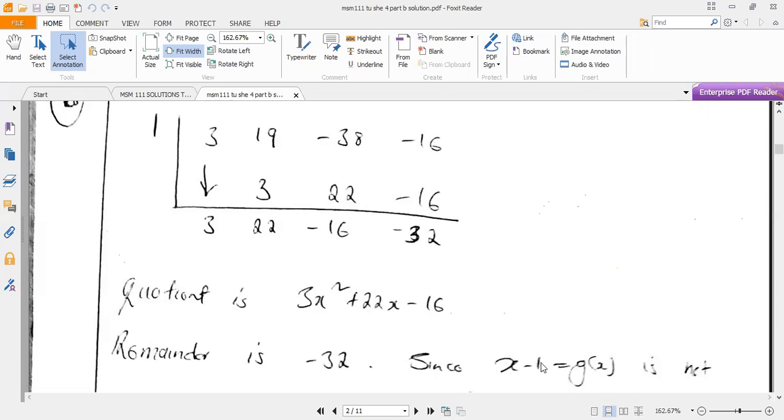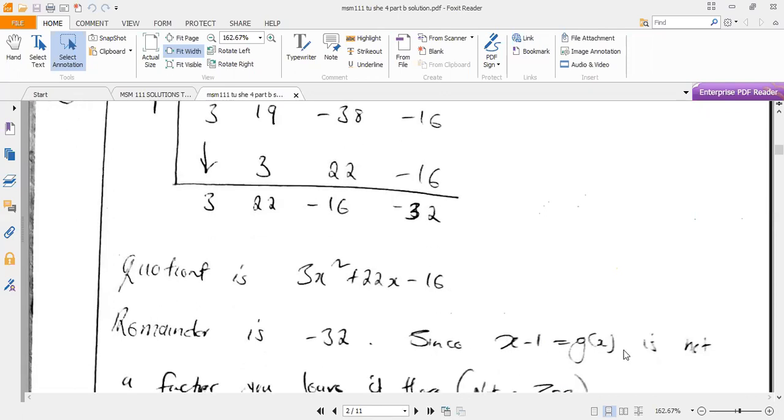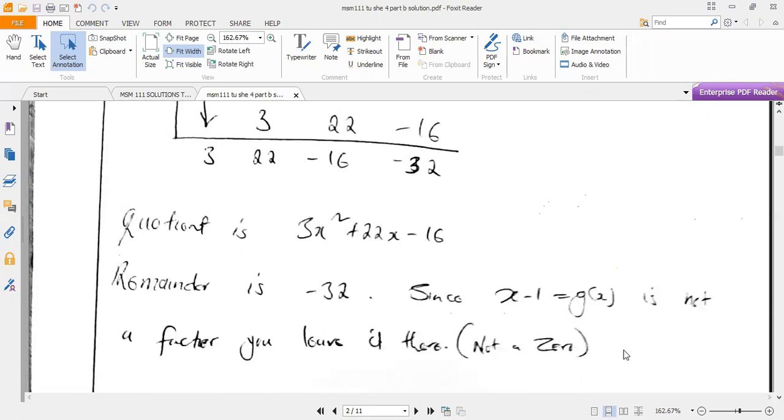Now, since x minus 1 equal to g of x is not a factor, you know that a factor will always give you a 0. So now here it's giving us the remainder to be negative 32, which is not equal to 0. So therefore, g of x is not a factor of that polynomial. There are other factors, but g of x equals x minus 1 is not a factor for that polynomial. So that's how you conclude on B. That's not a factor. Now, let's look at something which has a factor.